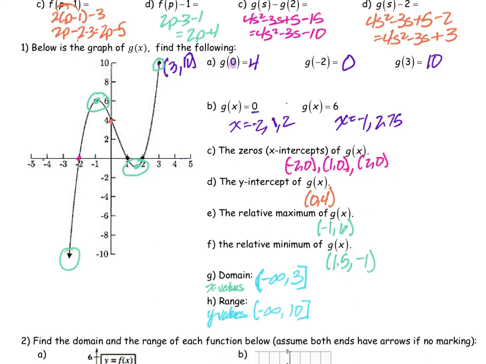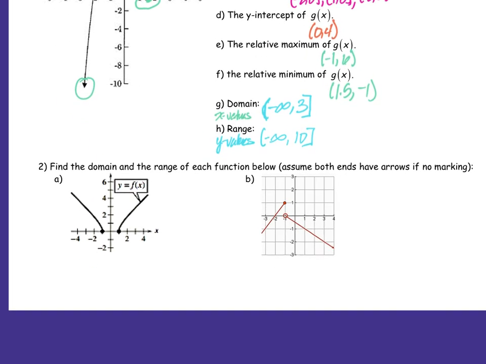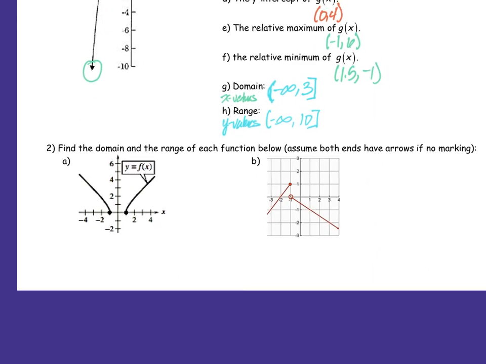Are you guys okay with that? We're going to do some more, by the way. But first, since we've talked about domain and range, I want you to find the domain and range of these two graphs. It says assume both ends have arrows if there's no markings. So if there's not a solid point, I'm just going to go ahead and put them in there for you. We're going to assume that these both have arrows on the end. Okay. So find my domain and range of those two graphs, please.